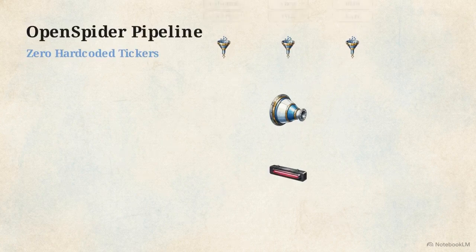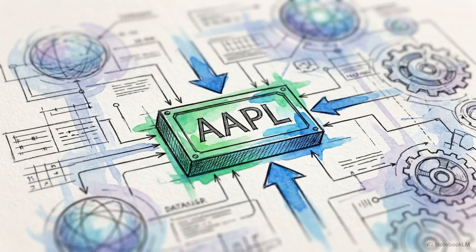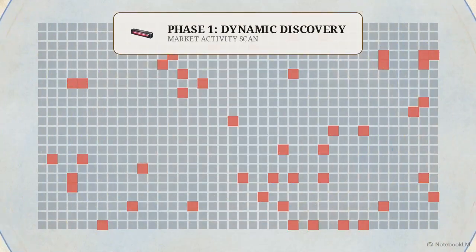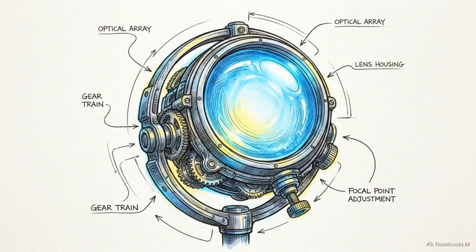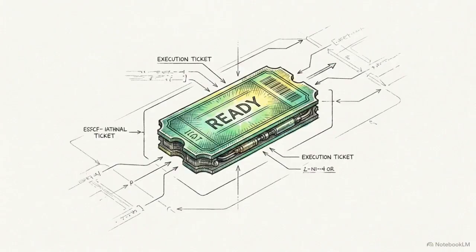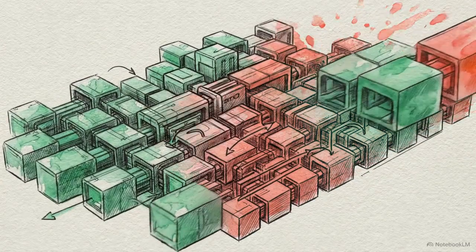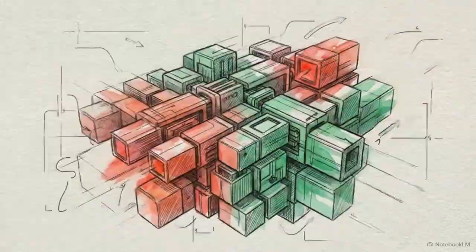The OpenSpider system avoids this bottleneck. It is an algorithmic trading pipeline engineered with zero hard-coded tickers. Instead of asking if it should buy a specific stock, the architecture queries the entire market every single run to ask, what is moving right now? To find the answer, it uses a 5-phase pipeline that filters thousands of equities down to one optimal setup. Alpha in automated trading requires an architecture that dynamically adapts to where the market's attention is focused today.